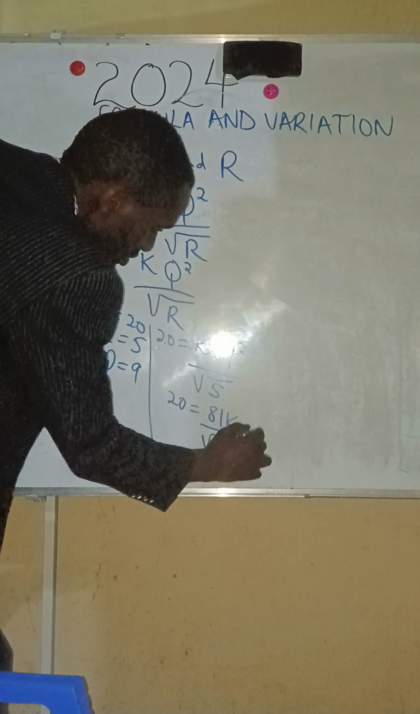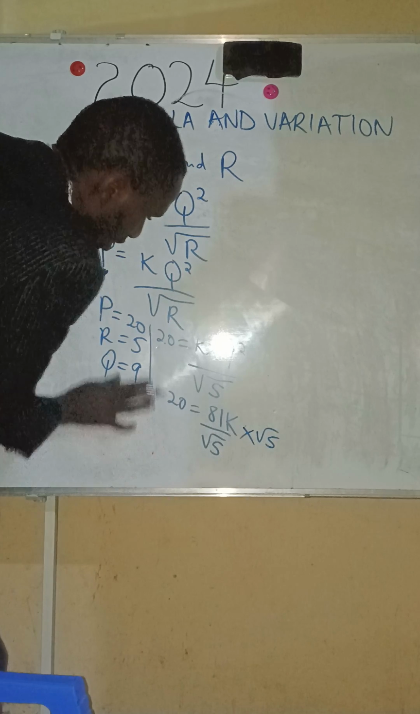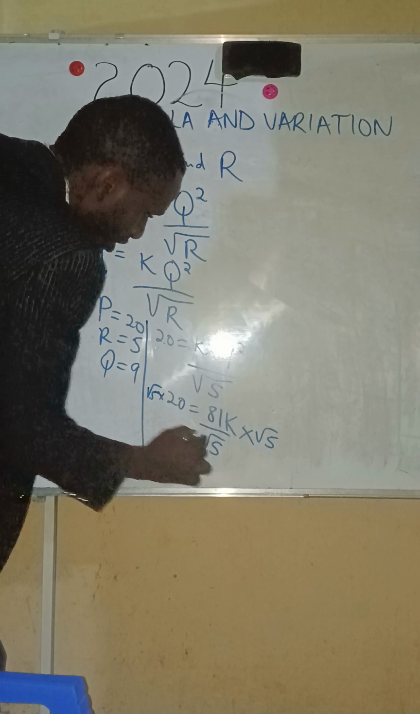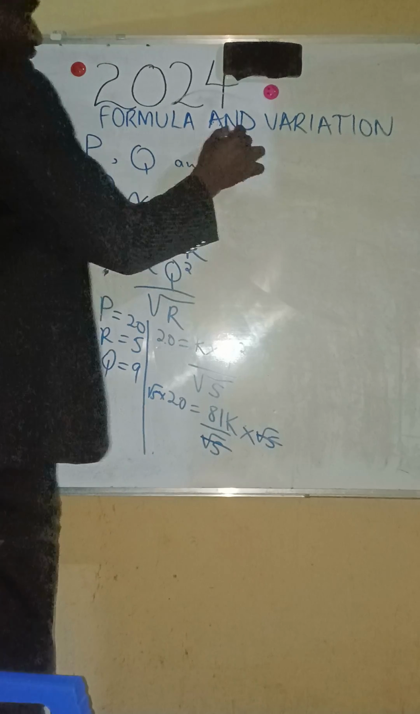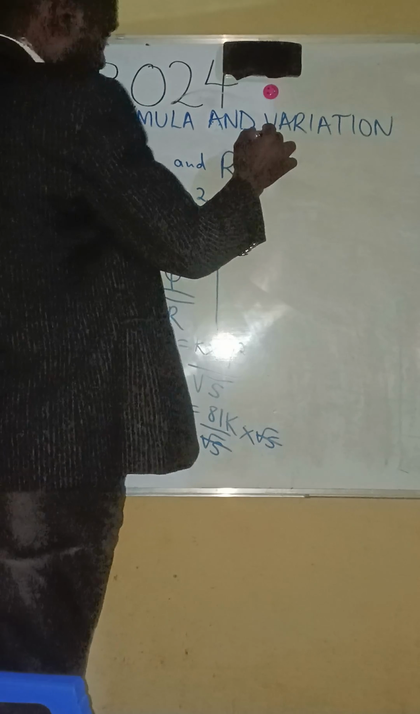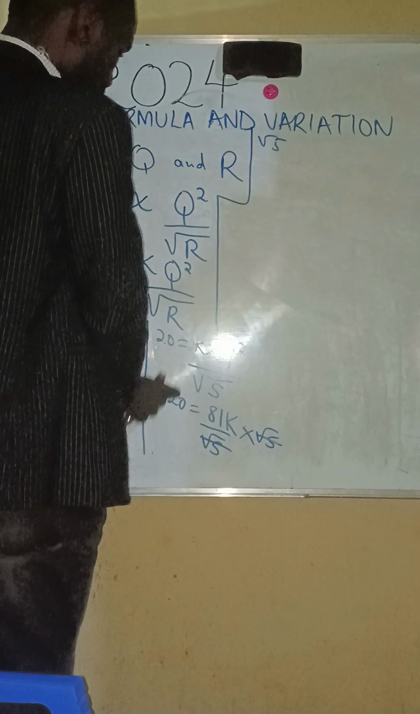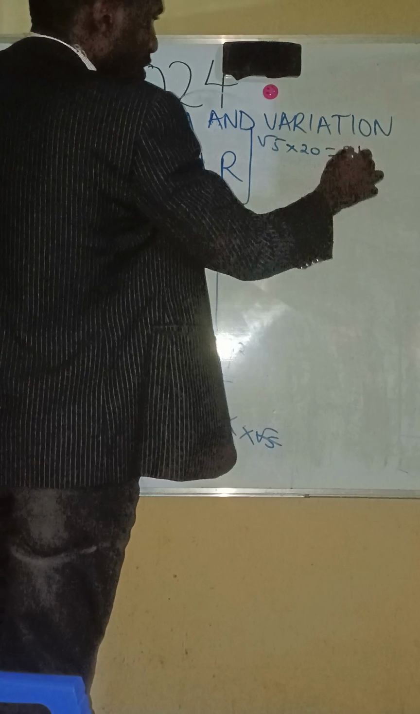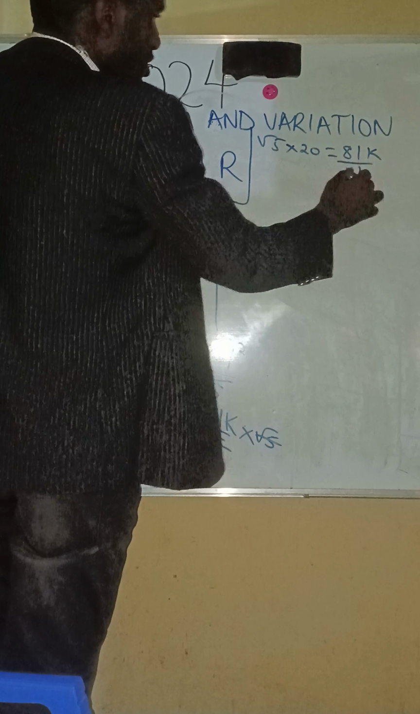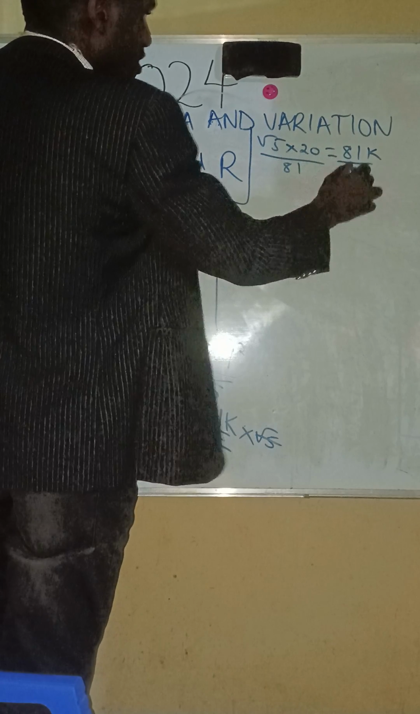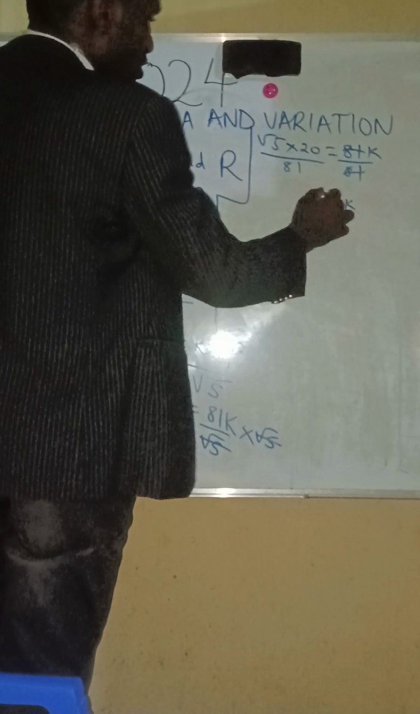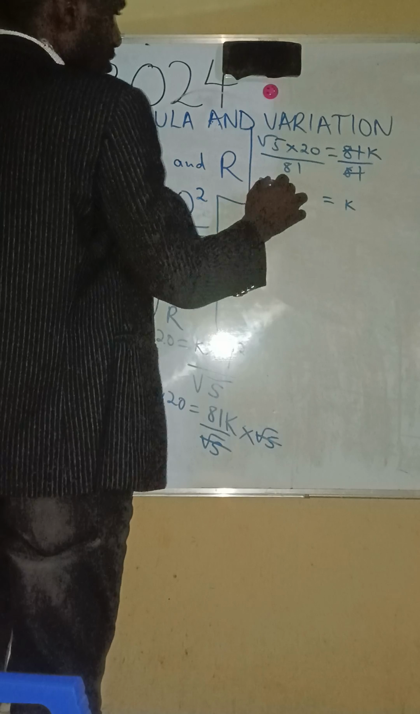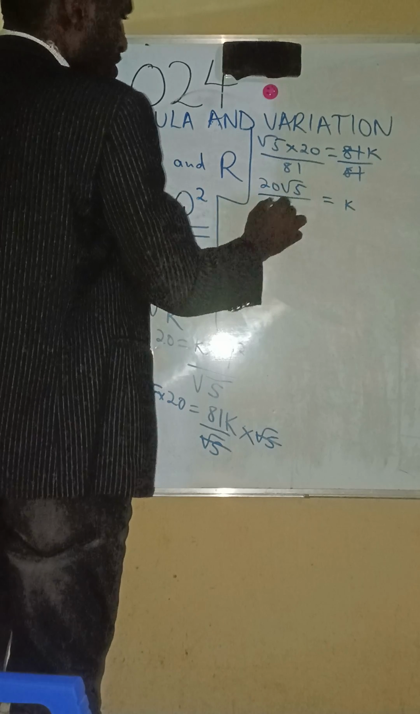So just say times root 5 on both sides. This and this will disappear. So I come here and have root 5 multiplied by 20. The answer must be equal to 81K. So divide by 81 and divide by 81, and this will disappear. So our K is equal to 20 root 5 over 81.